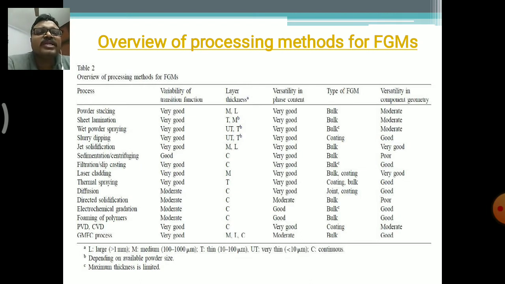Next, going to the type of layer we are taking. Generally the processes use the continuous layer only, a continuous type of path. Continuous layers are high in layer thickness. Next, T means thin also, so they are using thin layers only. Next, variability is very good for the majority of the processing methods. So this is the overall view of the processing methods for FGM, and we can use it as briefly defined.